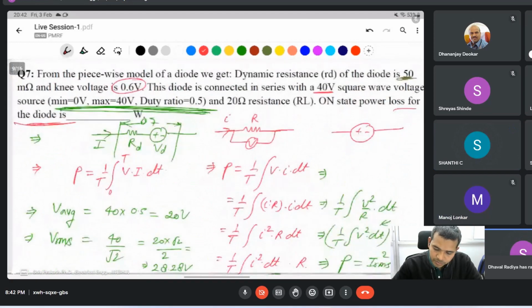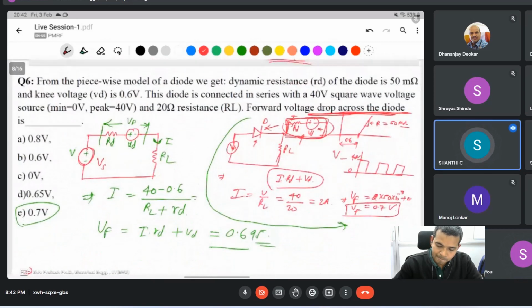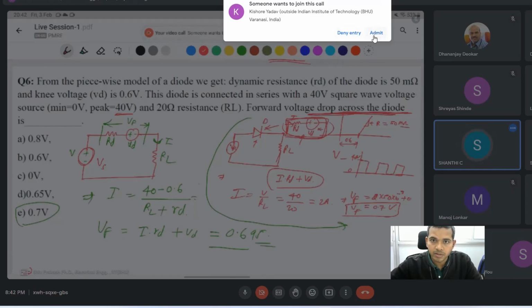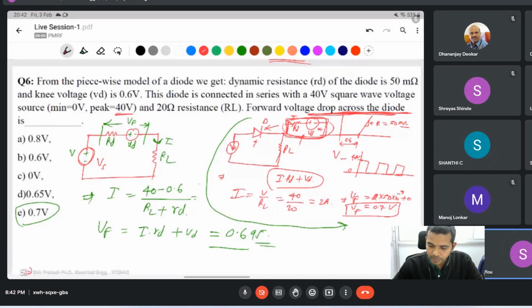Like in question number 6, the square wave and the duty ratio are not mentioned. Then take 40 as the value. 40 by 20 is the IL, this is the current. Then IL square into RD of 50 milliohm, plus IL into VD, where VD is 0.6. But IL square, don't take only IL, because power loss is I square into R, that is I square into RD.